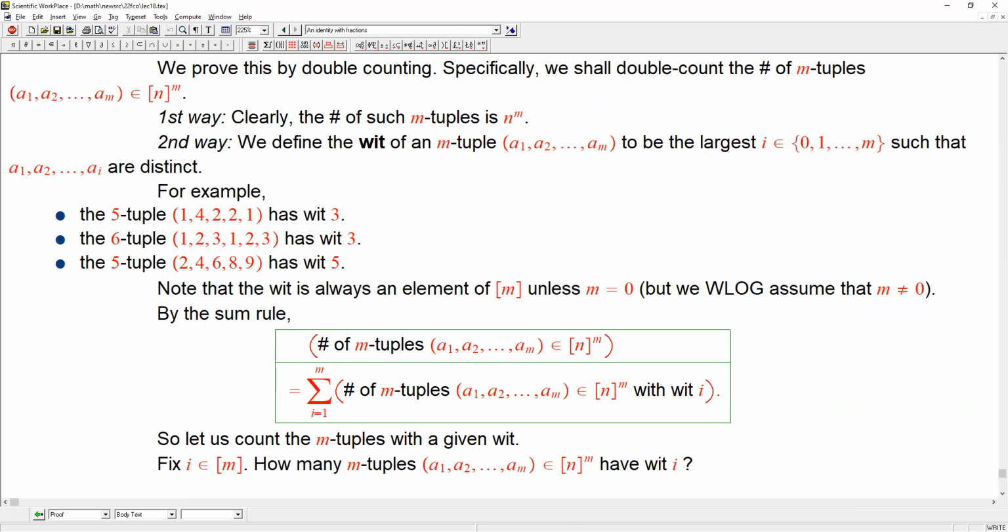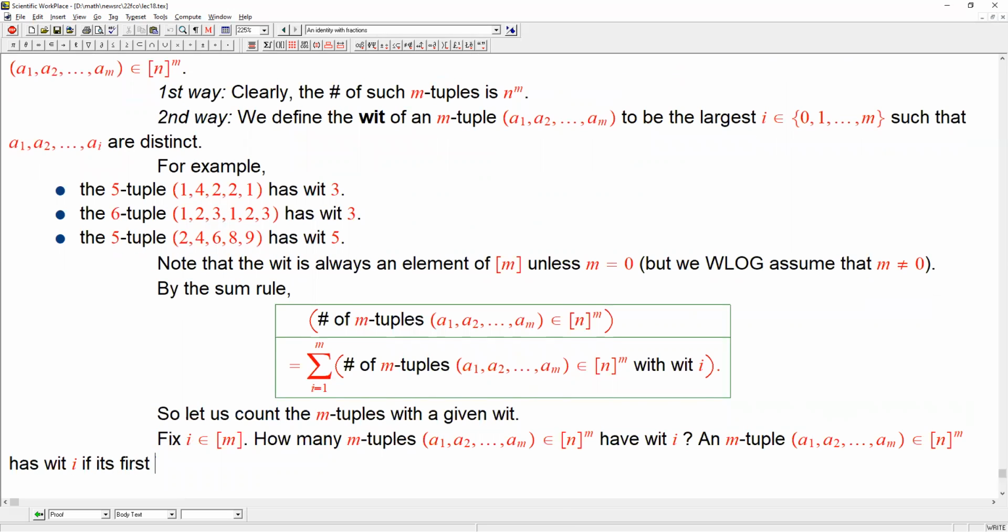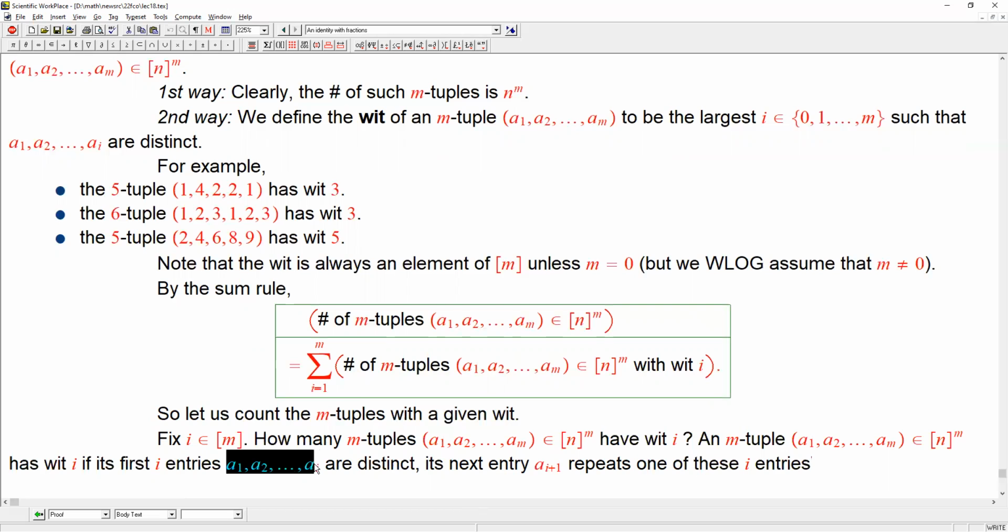Well, this time we just try to reason ourselves by construction. So an m-tuple has width i if its first i entries are distinct, its next entry, a_{i+1}, repeats one of these i entries, because if its next entry would also be distinct from them, then the width would be not i, but i plus 1 or larger. So for the width to be exactly i, the next entry has to be non-distinct from that, so it has to repeat one of them.